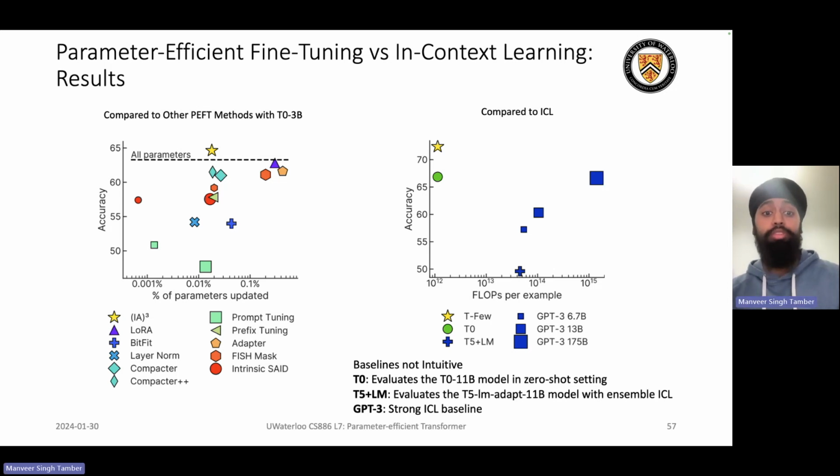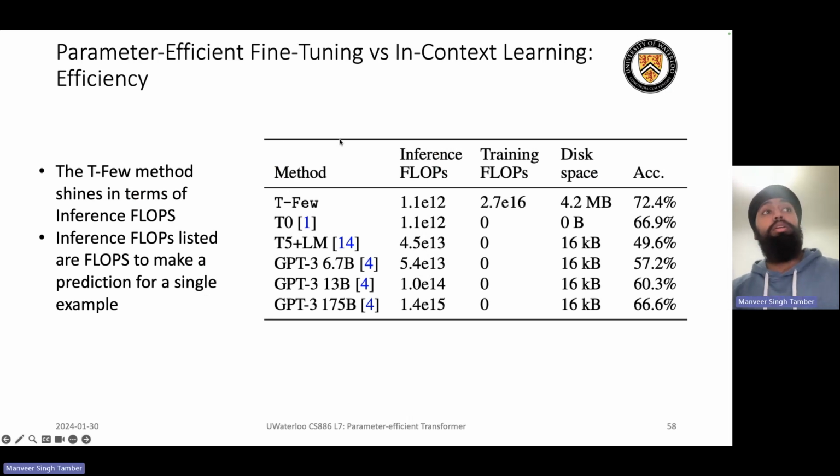And then there's GPT-3, which is the strong ICL baseline, which performs relatively well, but it takes a lot of floating point operations to compute, and in fact, it still doesn't do as well as T-few. Now making arguments about efficiency, the T-few method shines in terms of inference floating point operations. It is very cheap to make a prediction compared to the other methods, especially the ICL methods. That being said, it is a model that is trained unlike the other methods, and so there is a cost to that.